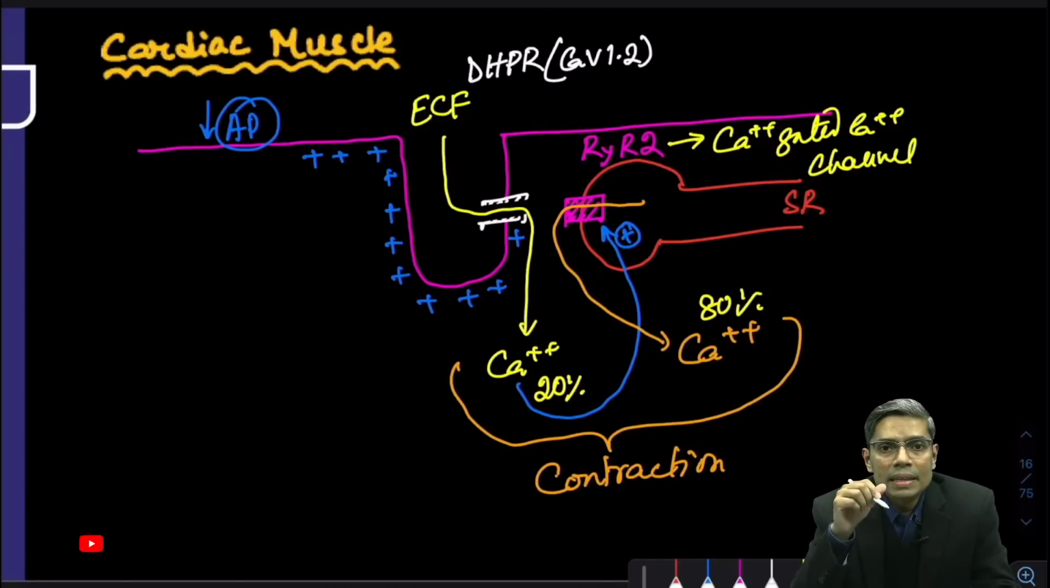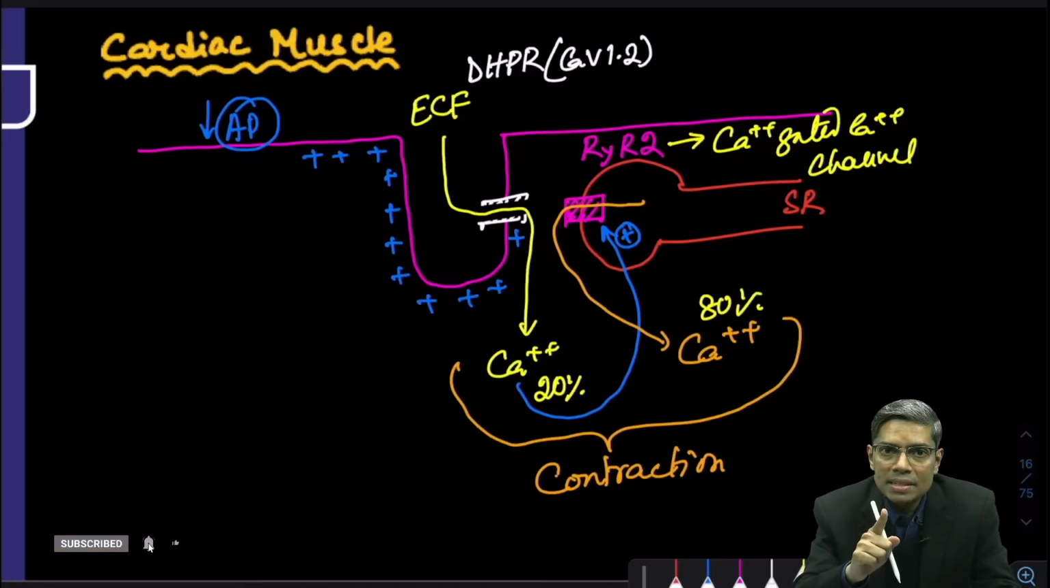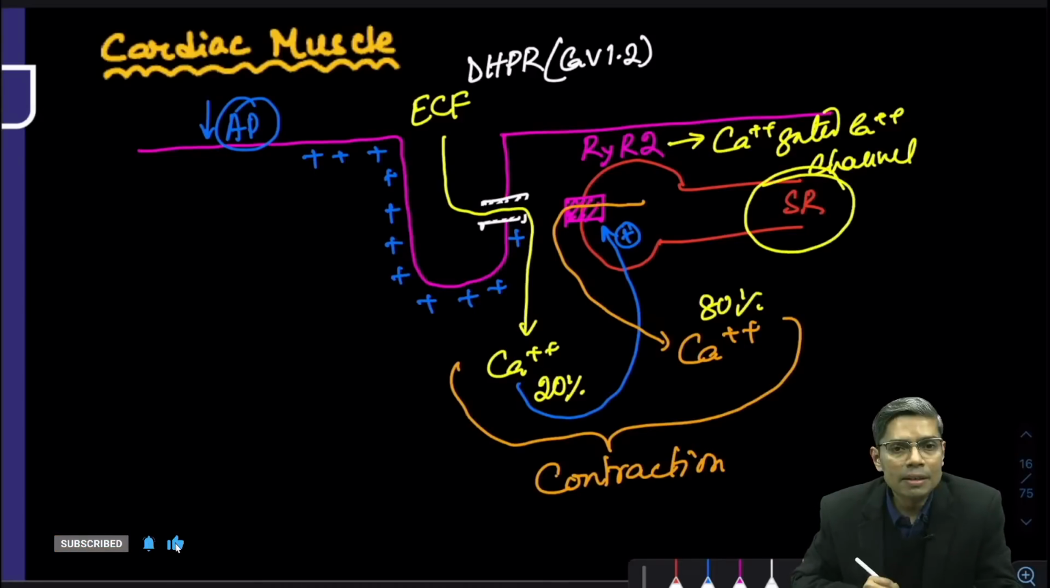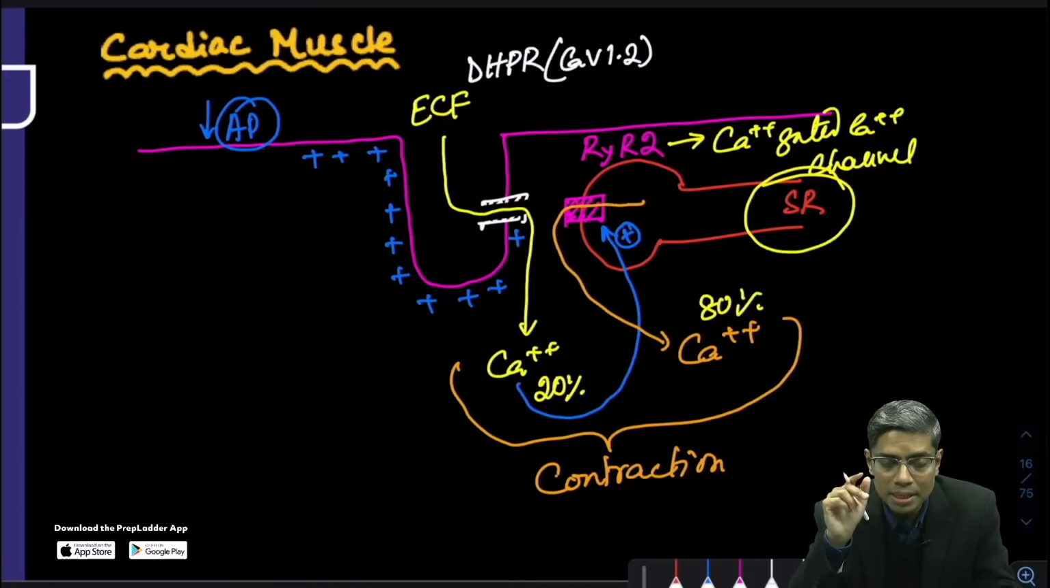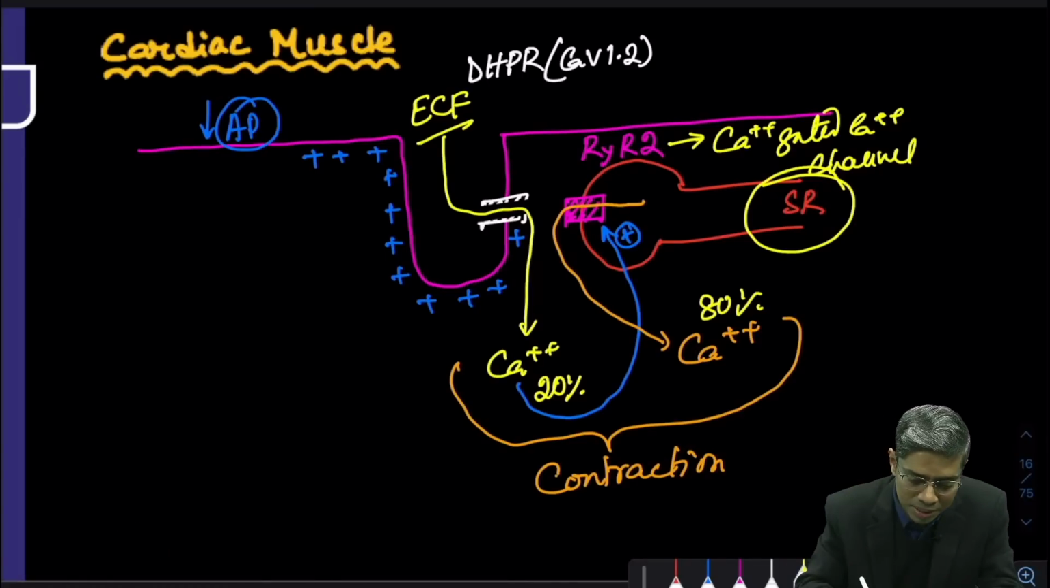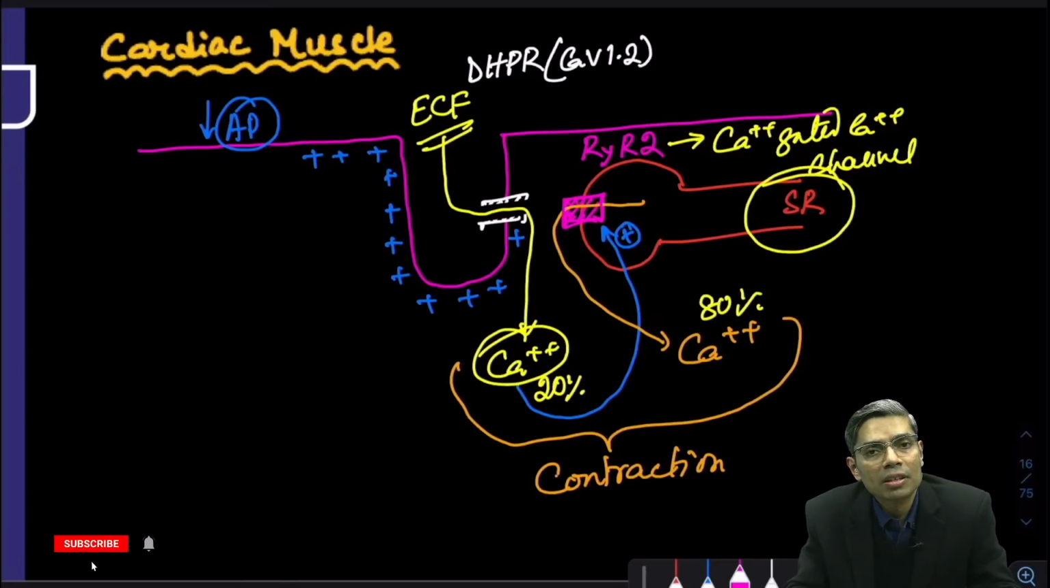So what I say: in cardiac muscle, suppose the question is, what is the major source of calcium? Your answer is sarcoplasmic reticulum. But if the question is, what is the essential source of calcium? Essential means if you remove that calcium, cardiac muscle contraction will stop. Then your answer will be ECF calcium, blood calcium. Because if this ECF calcium is not entering, then the RYR channel will also not open up, and cardiac muscle contraction will stop.